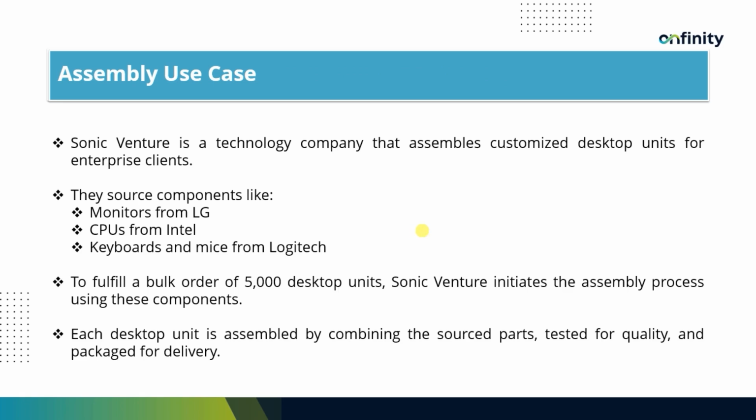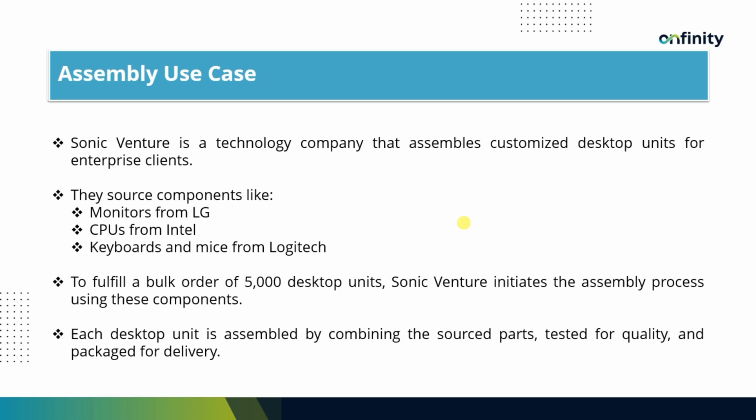To better understand the assembly process, we'll walk through a real-world example and see, step by step, how it works in practice. Sonic Venture is a technology company that assembles customized desktop units for enterprise clients. They source components such as monitors from LG, CPUs from Intel, keyboards and mice from Logitech. To fulfill a bulk order of 5,000 desktop units, Sonic Venture starts the assembly process using these components.